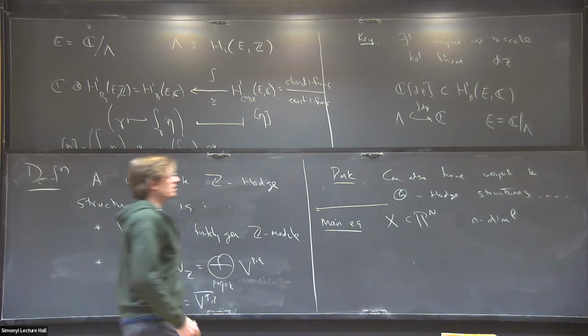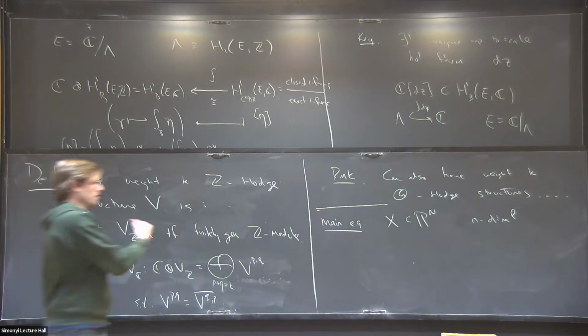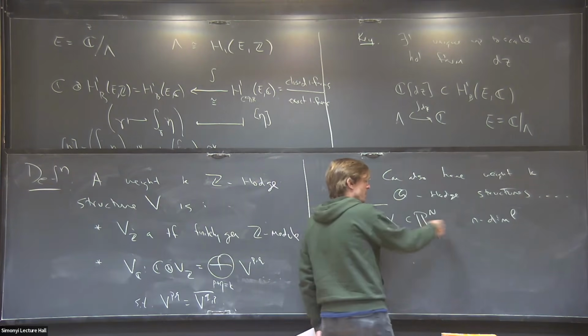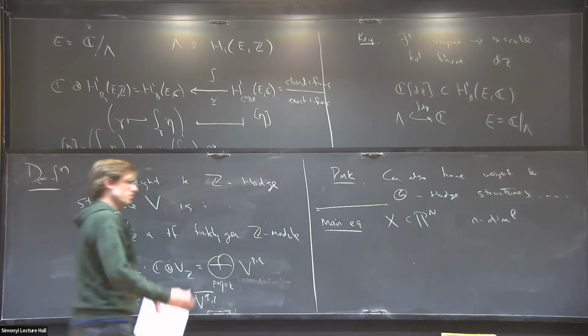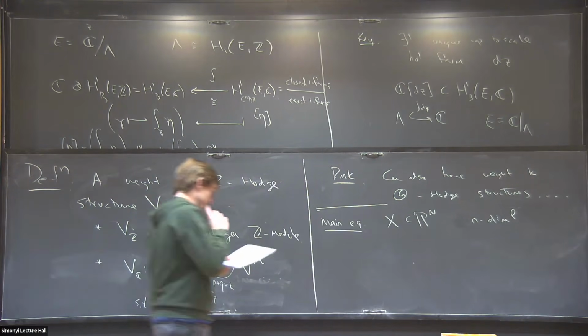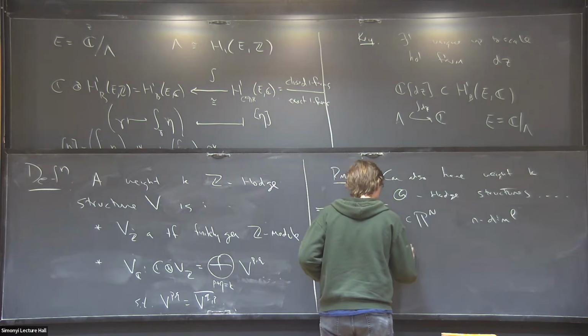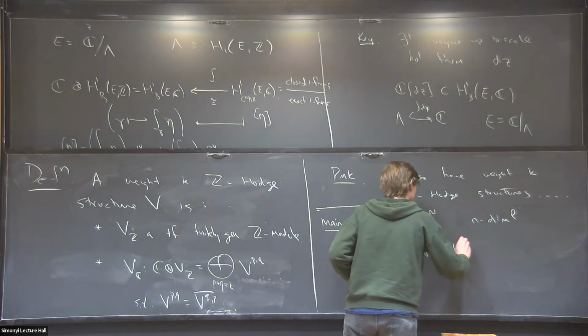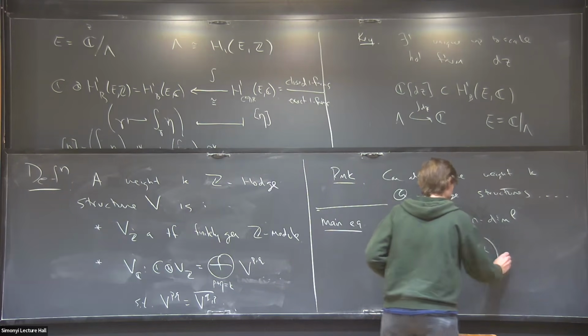And let's actually consider the middle cohomology. So X as a real manifold is 2n dimensional, so the middle homology is Hn. Okay, so consider Hn of this.